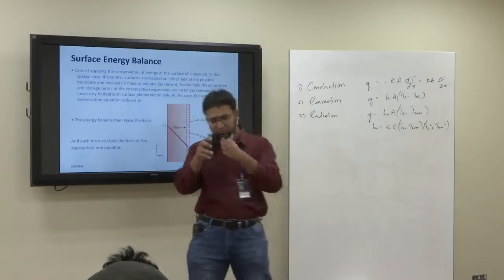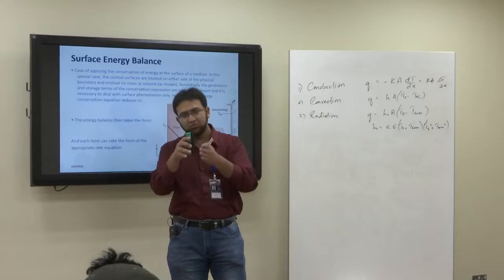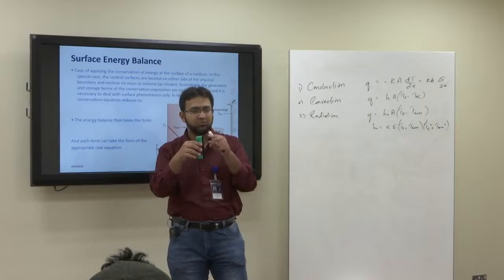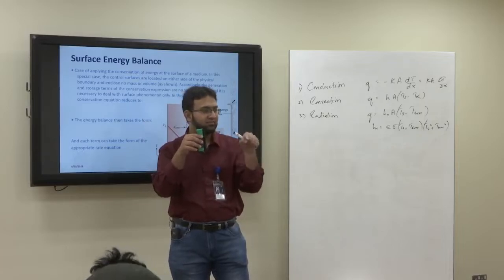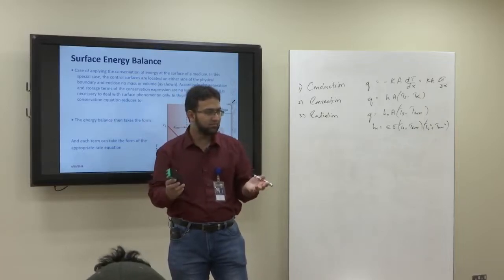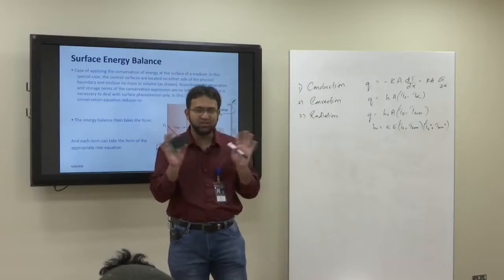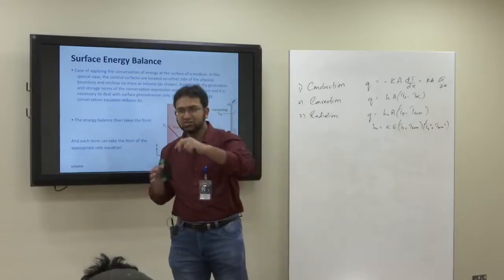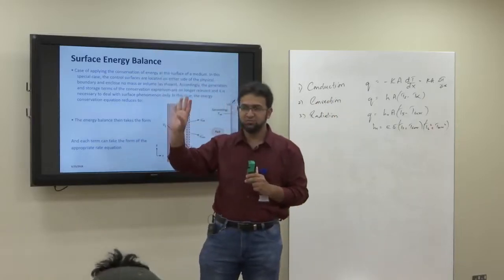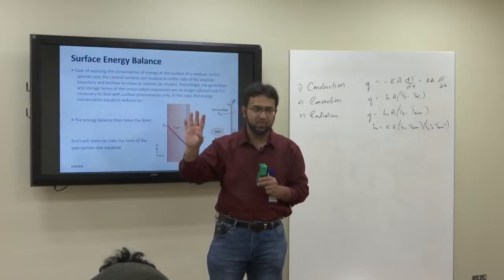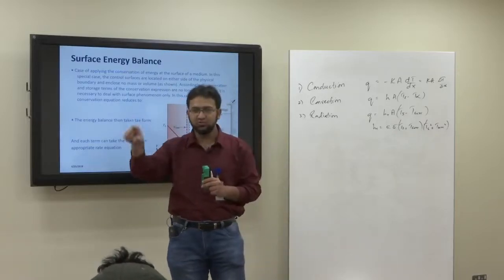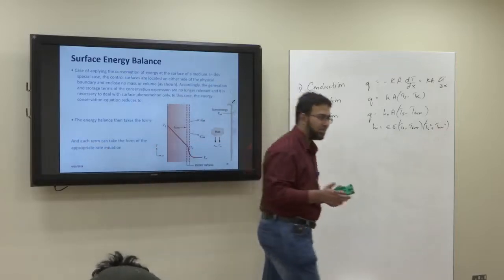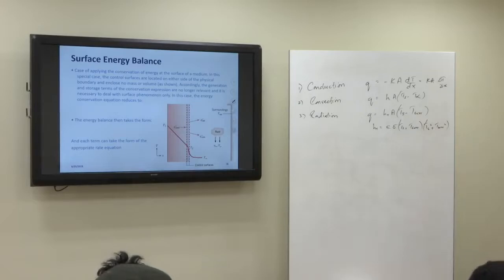That's the surface energy balance. If you consider this surface, the total amount of heat which is conducted is equal to the amount of heat which is convected plus radiated. You get it? The surface cannot store any energy. So whatever heat comes as conduction will go out as convection and radiation. So Q conduction is equal to Q convection plus Q radiation. That's the surface energy balance.